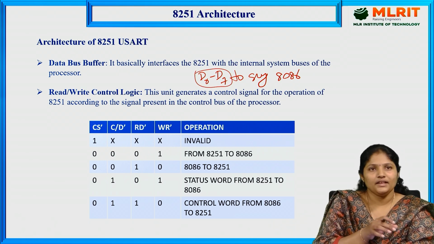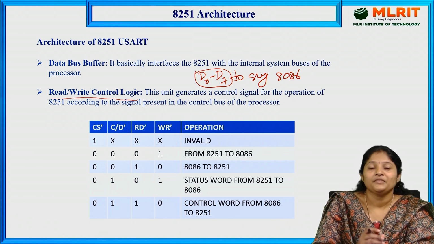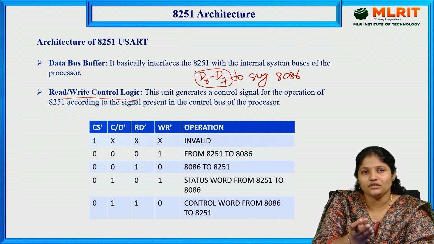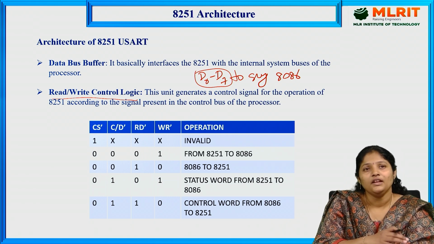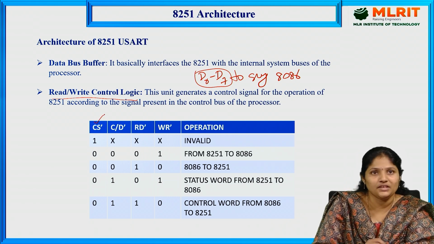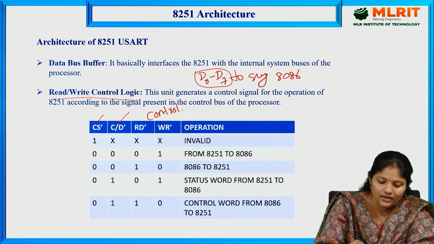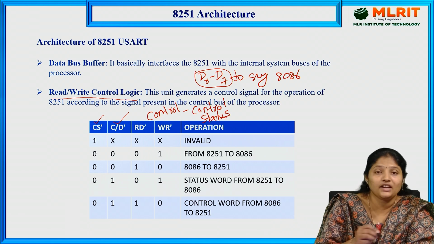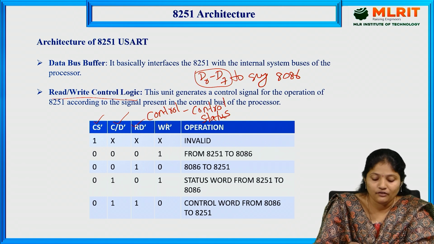So next one is read or write control logic. This control logic will decide whether the data is going from 8086 to other peripheral devices through 8251, or the input is coming from the peripheral devices to the 8086. It totally depends upon the control chip. CS is the chip select pin, and here this is control word or data word. Here the control word means it has the control register word or status. It can transmit status or control, and D means data. So here a read operation is being performed or a write operation.